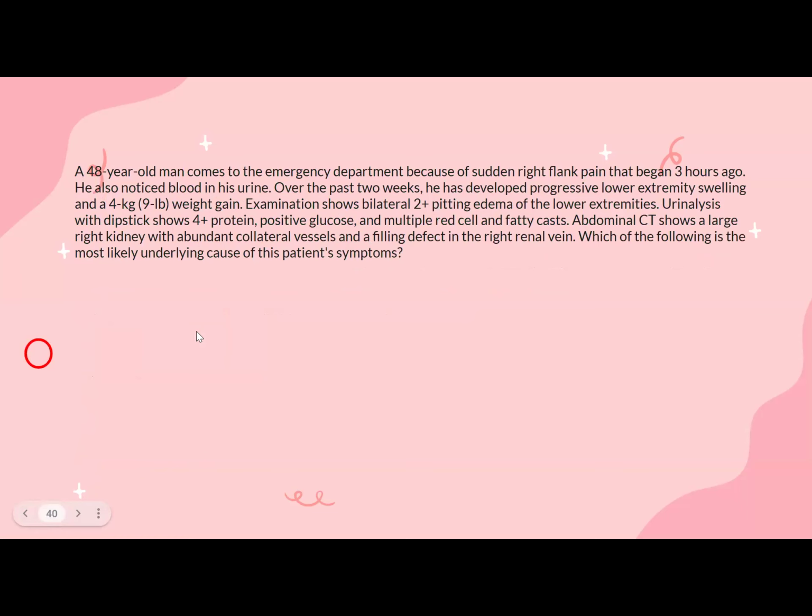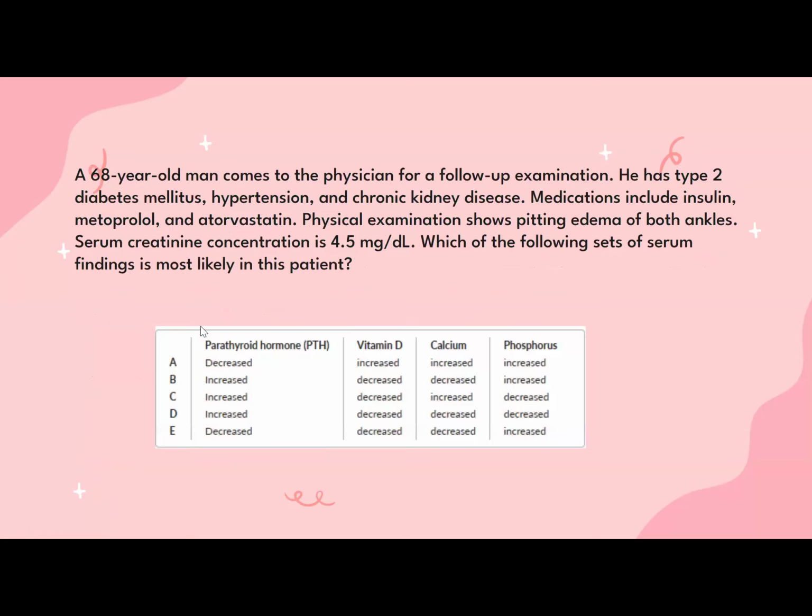Oh, that's weird. Oopsies, sorry. So, a 68-year-old man comes to the physician for a follow-up examination. He has type 2 diabetes, hypertension, CKD. Medications include all of the following. Physical examination shows pitting edema of the ankles, and the creatinine concentration is 4.5. Which of the following sets of serum findings is most likely in this patient?